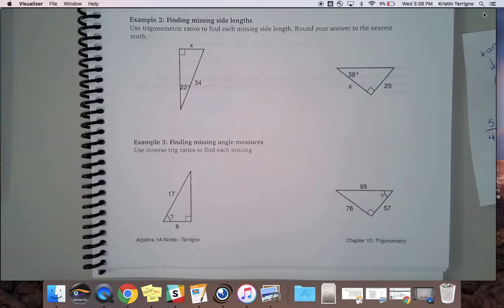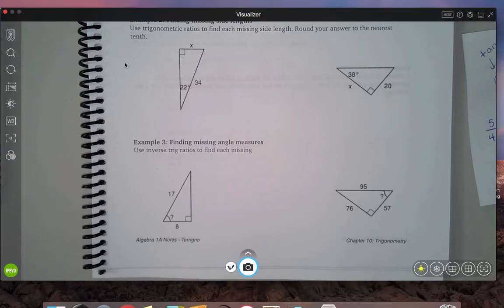Hi everyone. Oh, and I'm working on borrowed time battery-wise, but we'll see what happens here.